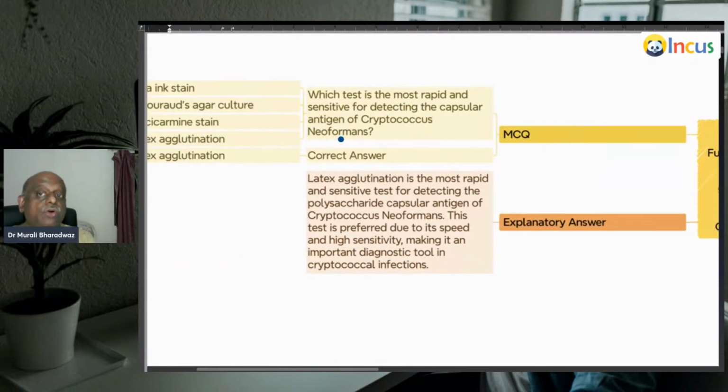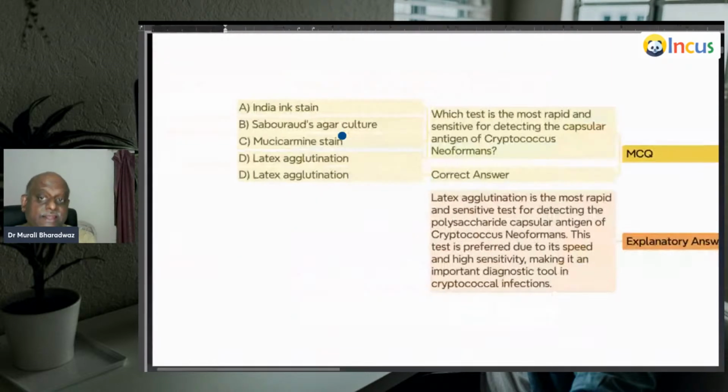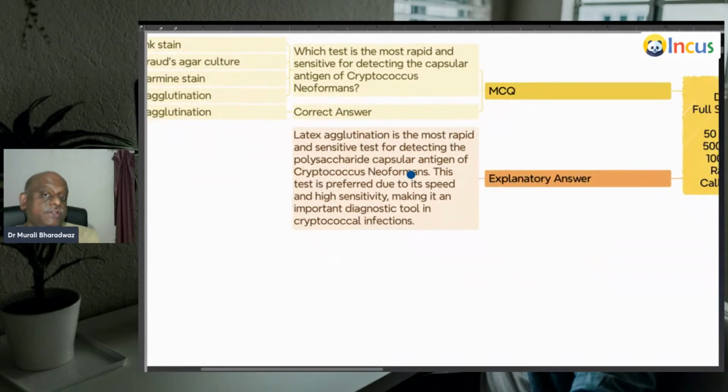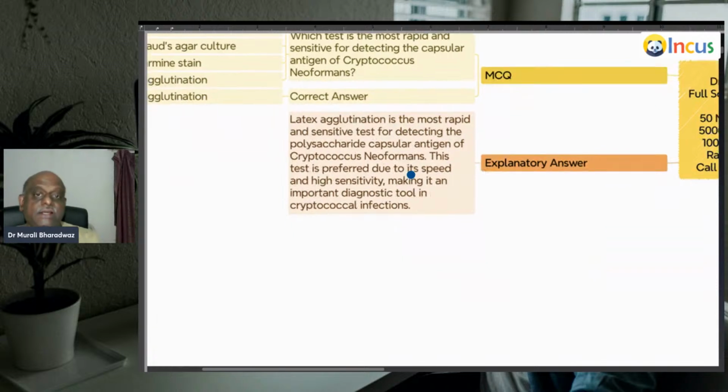Which test is most rapid and sensitive to detect the capsular antigen of Cryptococcus? Latex agglutination is the most rapid and sensitive test for detecting the polysaccharide capsular antigen in Cryptococcus neoformans. Right?